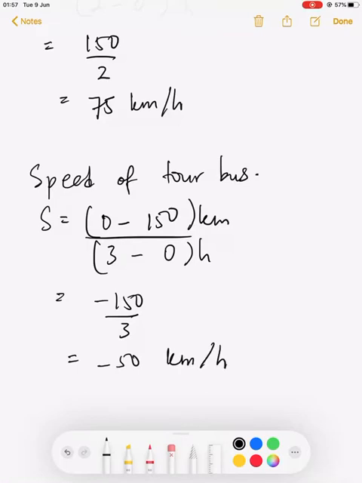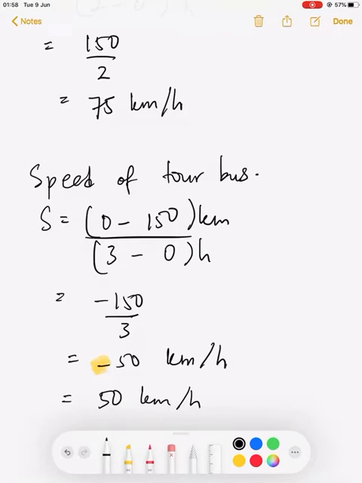And then when we talk about speed, if we see the negative sign in front of the figure here, it means that the tour bus and the car move in the opposite direction. So just for you to remember, the speed is actually only 50 kilometer. We don't say that the speed is negative 50 kilometer per hour. The speed is 50 kilometer per hour. Okay, the negative sign means that these two go in opposite directions.